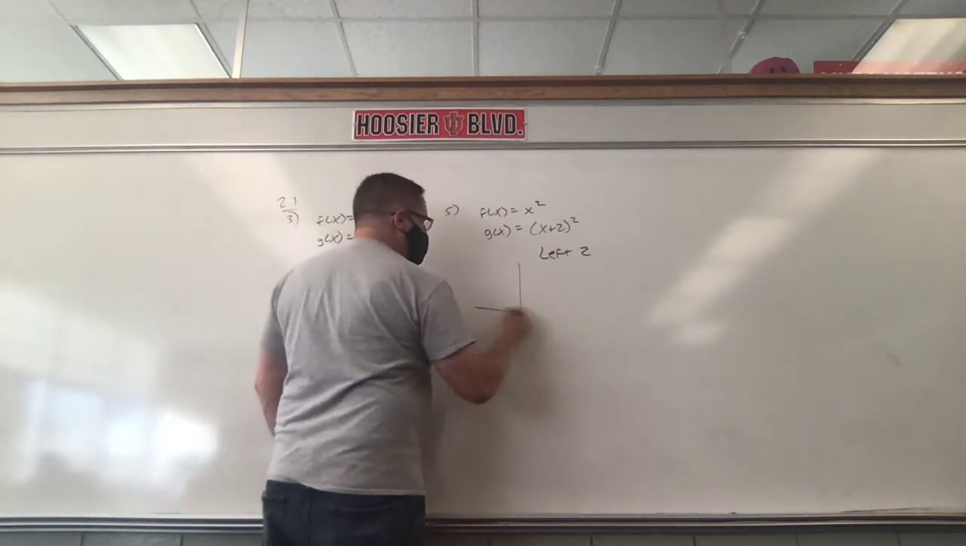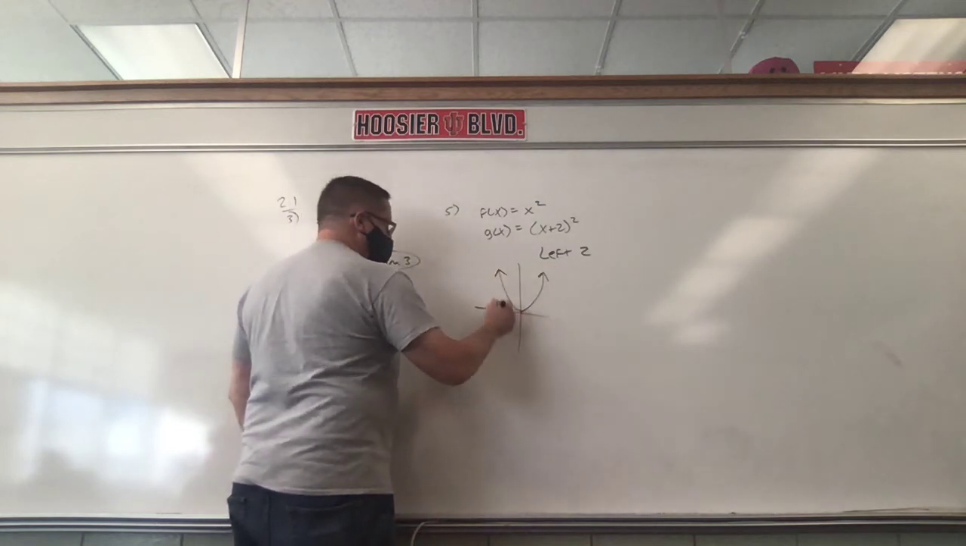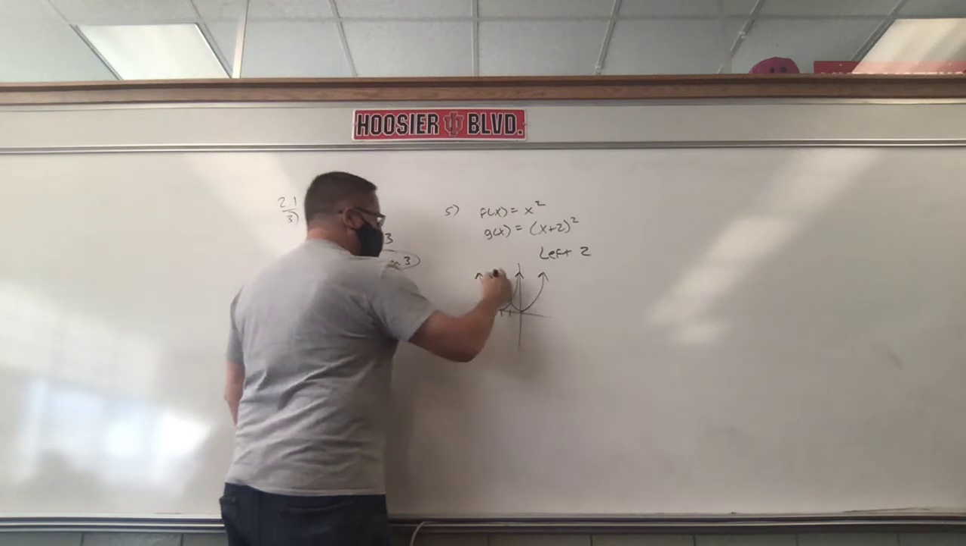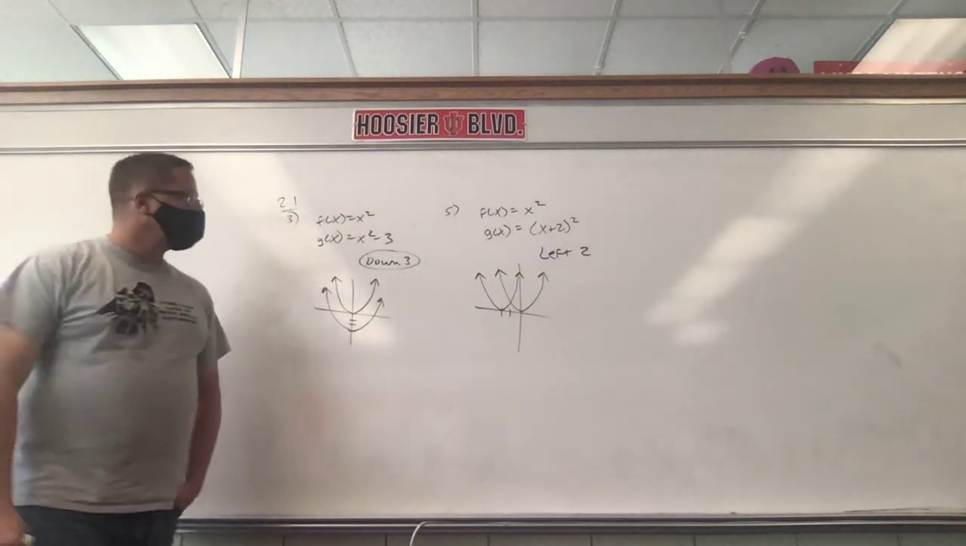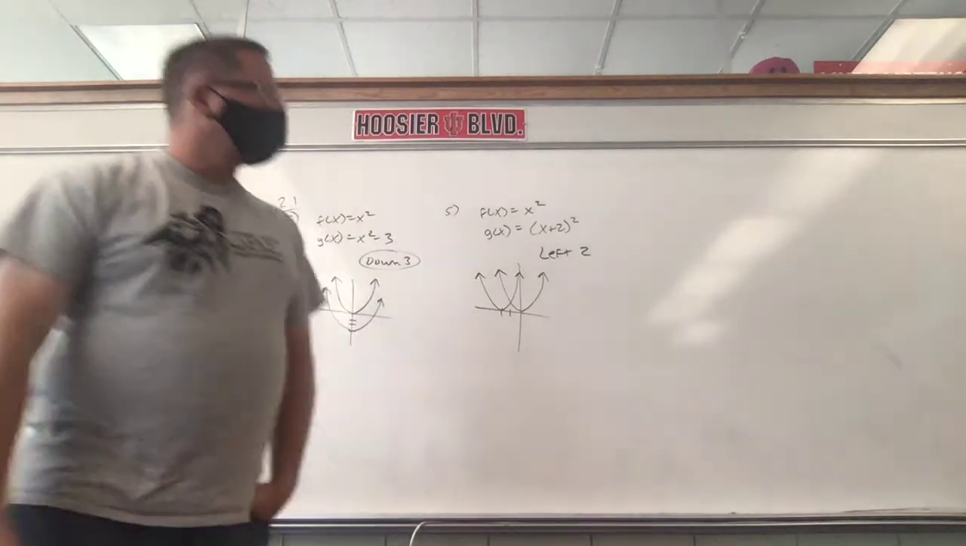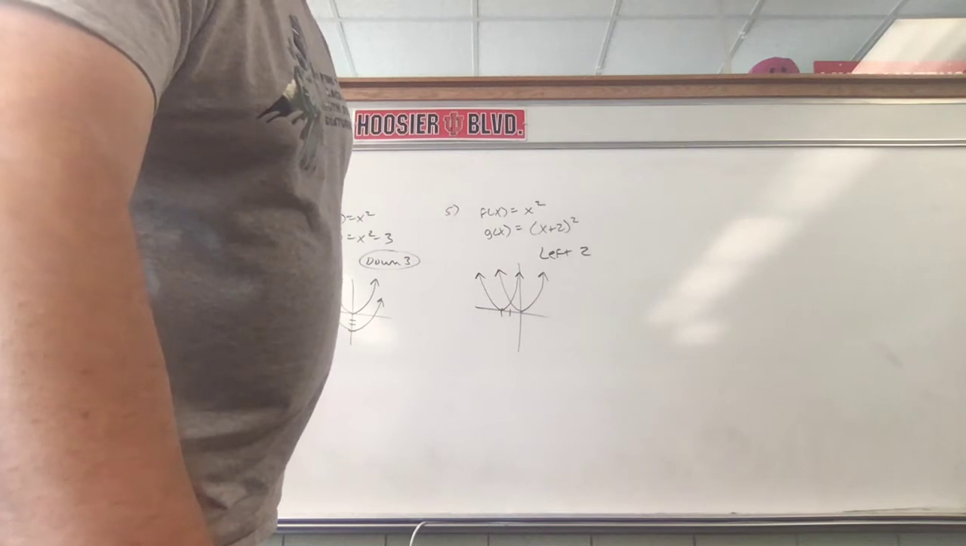So again, our original graph looks like this. We move it to the left. It's going to look like that. Just real quick rough graphs. Any questions? Because this should be pretty much a review from the previous chapter.